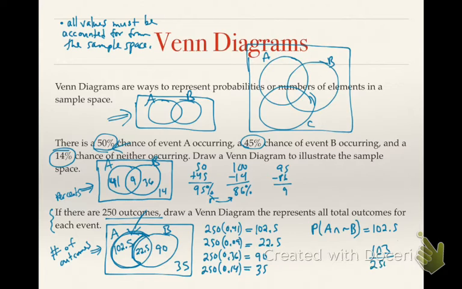Divided by the total, which is 250. Okay. If I'm talking about the number of things in A and not B, I'm not going to say 202.5, I'm going to say 103. Alright. Pause the video, write down anything you need to before moving on.